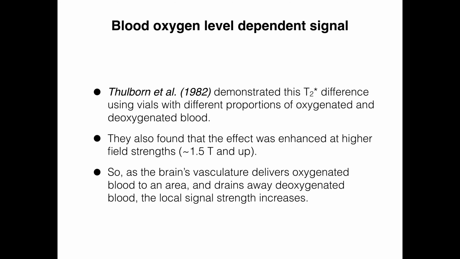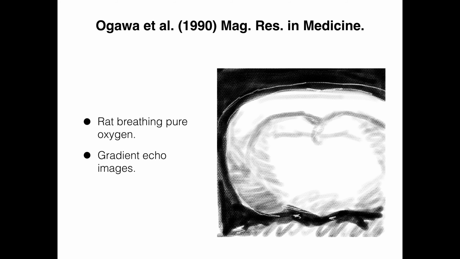Thulborn et al. 1982 showed this difference using vials with different proportions of oxygenated and deoxygenated blood. And they also found that the effect is stronger at higher field strengths, like 1.5 Tesla and the 3 Tesla scanners that get used most often in research. So as the brain's vasculature delivers oxygenated blood to an area and drains away the deoxygenated blood, the local signal strength increases.